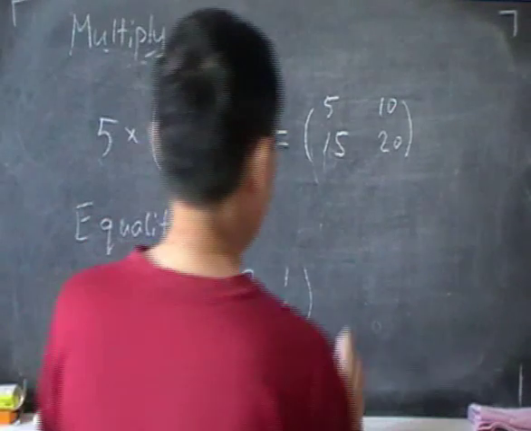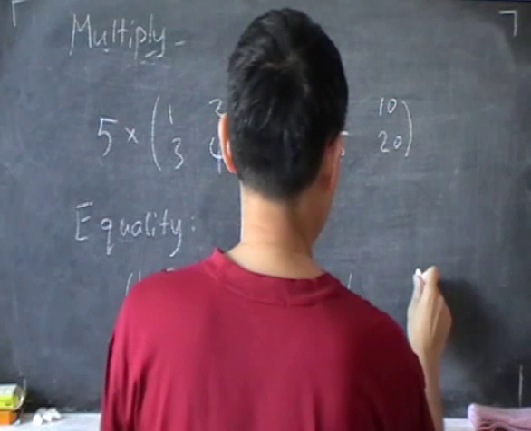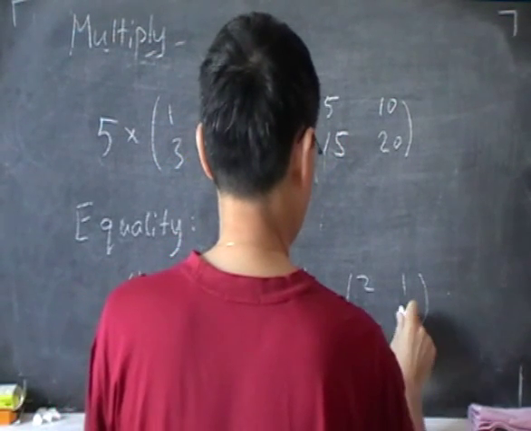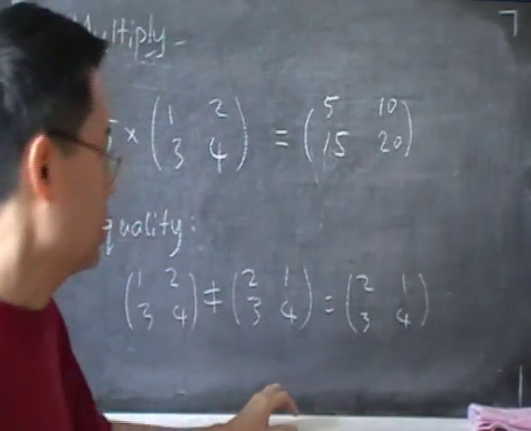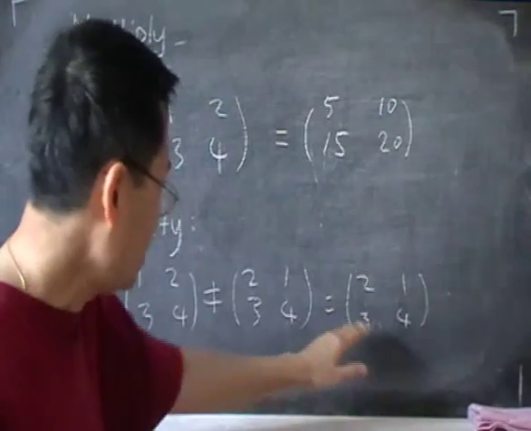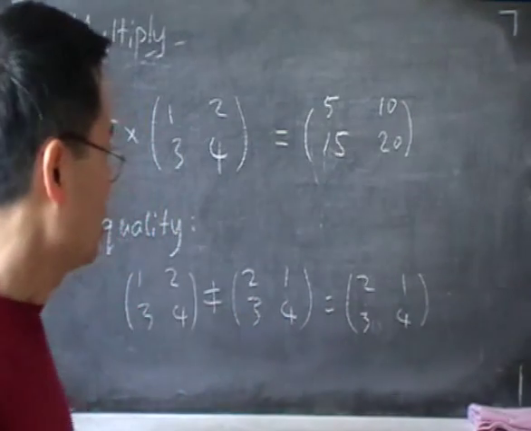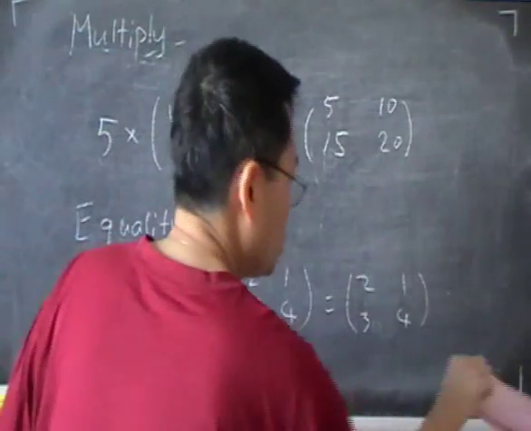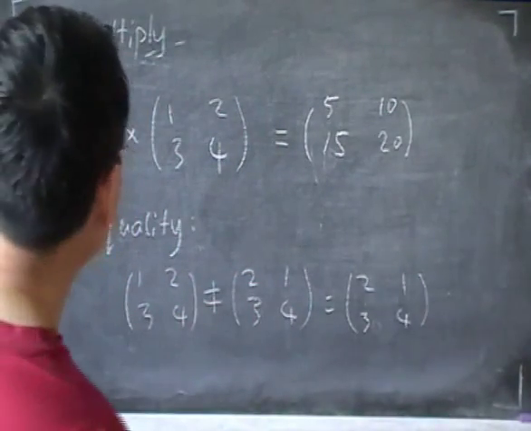Okay, so for example, if I have another matrix with the same numbers and with the ordering of the numbers the same, then they will be equal. So this is an important thing to remember.